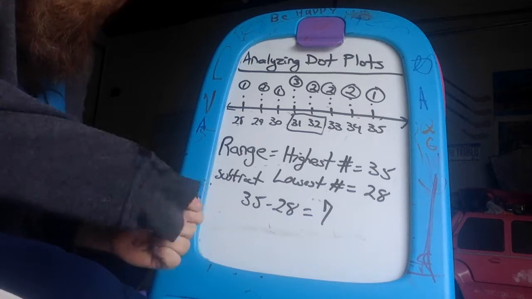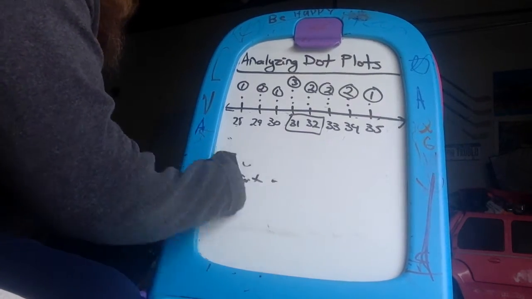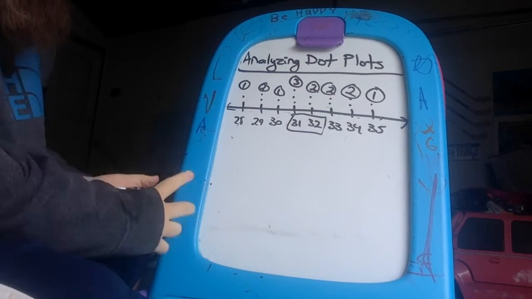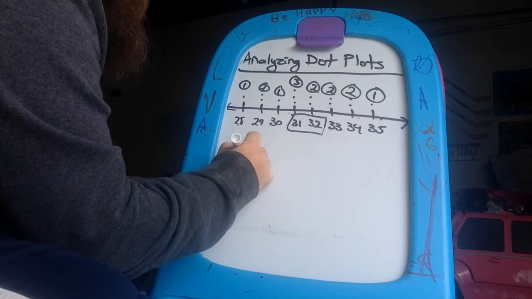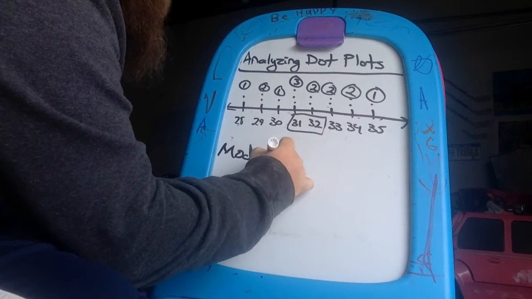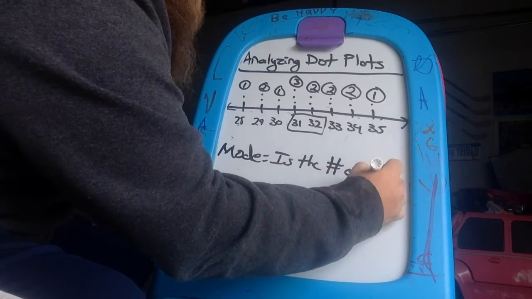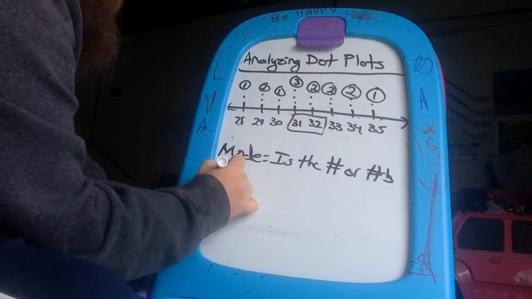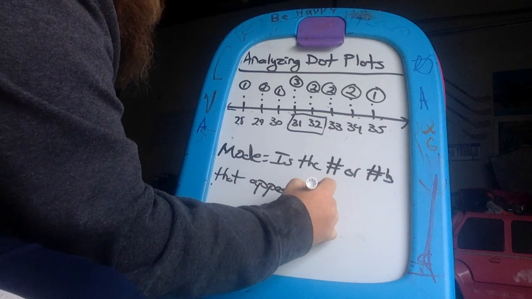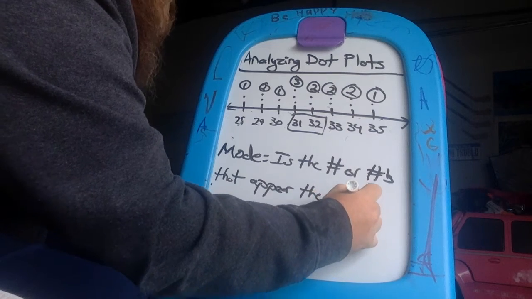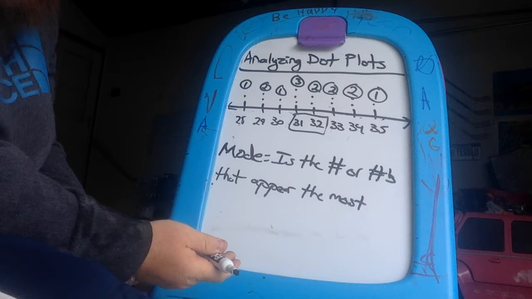Okay, now we're going to continue. I'm going to erase this, move along. And the last one we are going to focus on is mode. And mode is the number or numbers that appear the most. Okay? That appear the most. So let's just take a look.